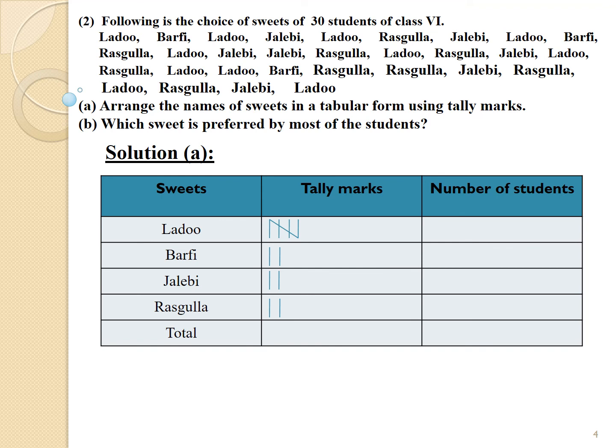Then jalebi is given 2 times. So in front of jalebi, you have to draw 2 tally marks. Then rasgulla is given. So in front of rasgulla, you have to draw a tally mark. Then laddu is given. So in front of laddu, in the second column, you have to draw a tally mark. Likewise, students, you have to complete the second column for each item.